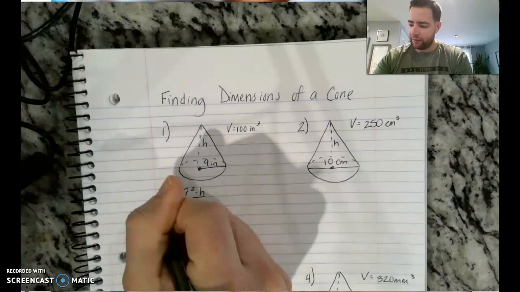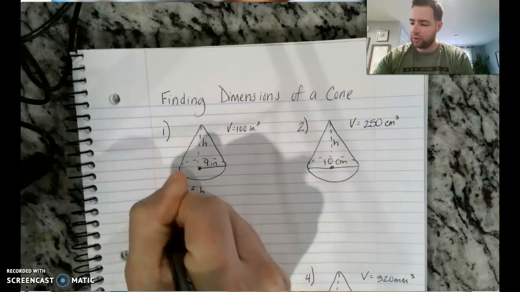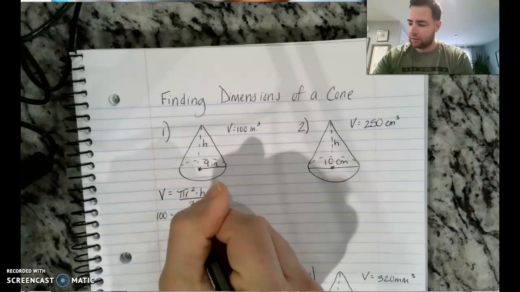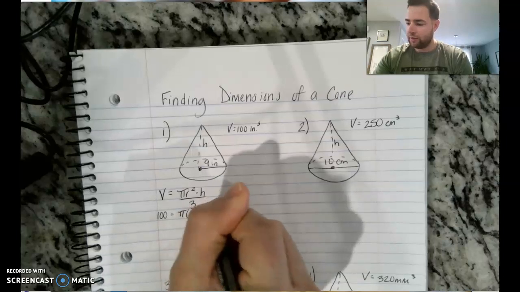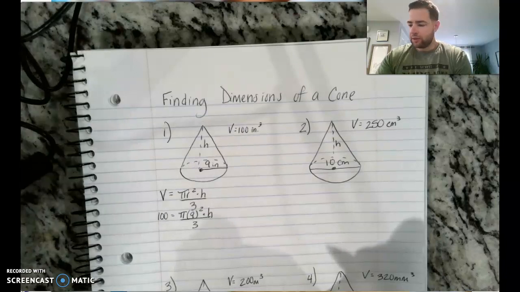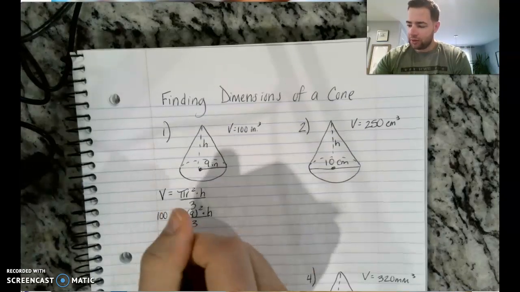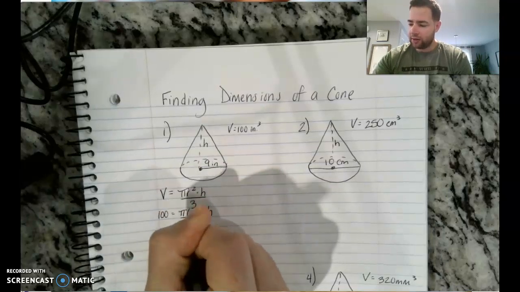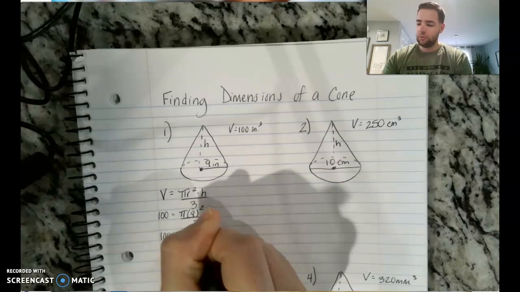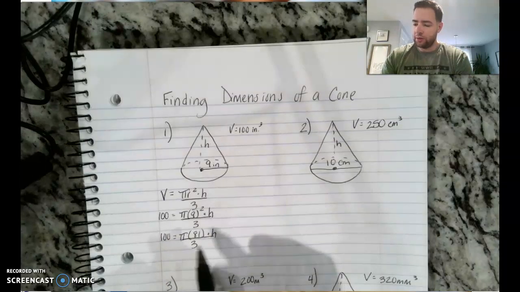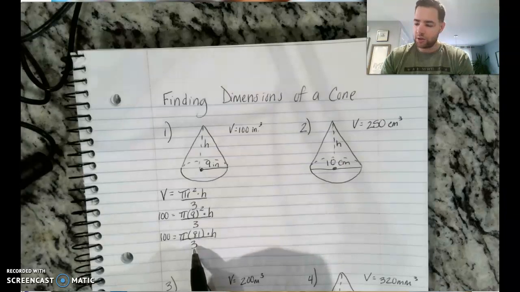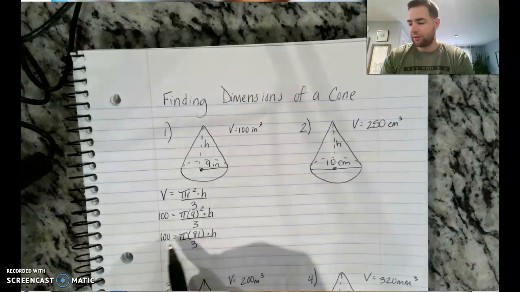So underneath V for volume, I'm going to write 100 equals pi times my radius squared. We have 9 squared times height divided by 3. And then following our order of operations, I'm going to do my 9 squared. So I have 100 equals pi times 9 squared is 81 times h divided by 3. And then we have to ask ourselves if I can do 81 divided by 3, because it's easier to do 81 divided by 3 before instead of multiplying both sides by 3.